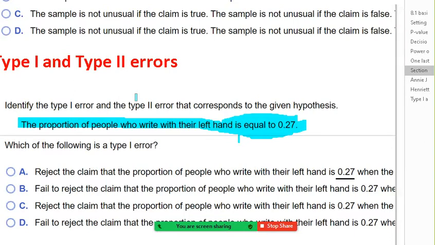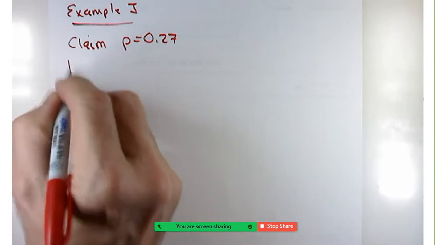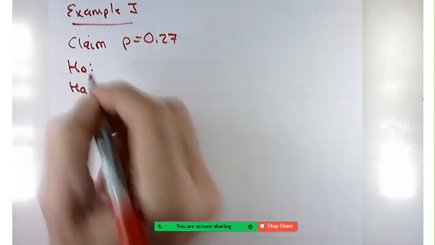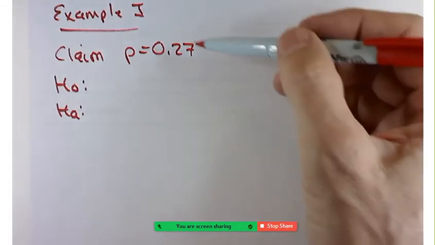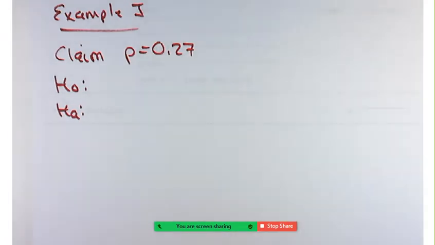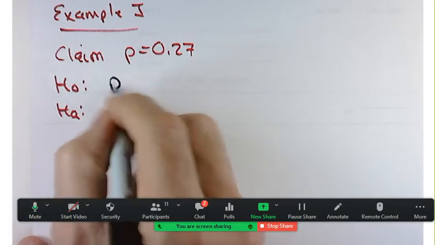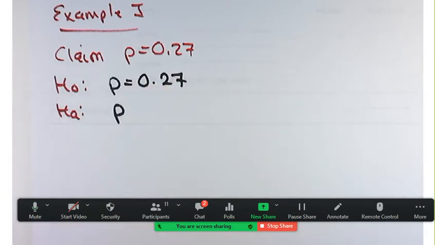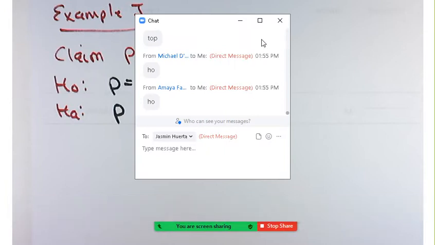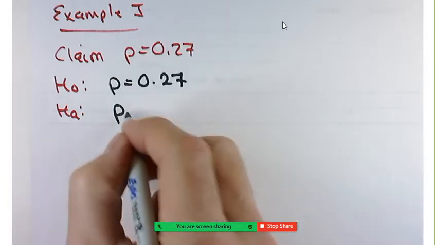And the claim is that p equals 0.27. That is, 27% of people write with their left hand. So, okay, let's put that in a null and alternative hypothesis setup. H naught, H A. Where is this claim going to go? In H naught or H A? It's going to go in H naught, good, because it contains a possibility of equality, 0.27. What does that put in the alternative hypothesis? Good, it's a not equal to. So, not equal to 0.27.